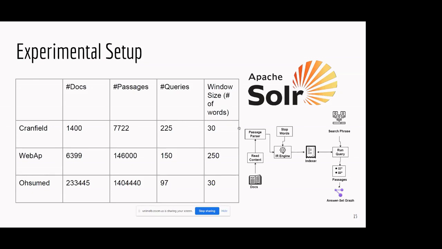So we used Apache Solr to index our documents, which is based on Lucene. And then we send the query to Apache Solr and retrieve the responses, which are the passages, for example, and then we built a graph out of it.